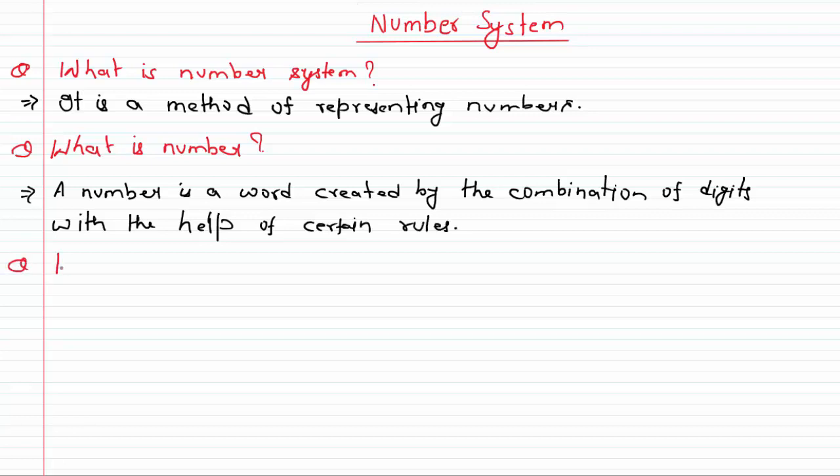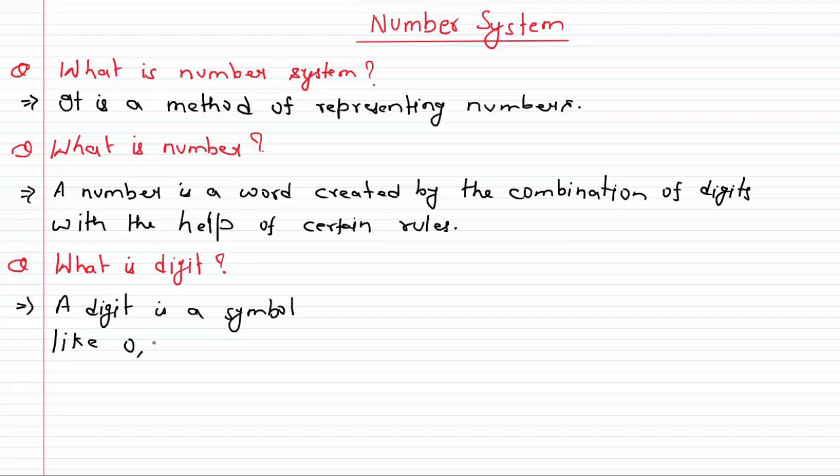Now, what is digit? And the answer for this is, a digit is a symbol. Like 0, 1, 2, 3, 4, 5 up to 9, A, B, C, D up to Z. It is the basic entity to represent any numbers.